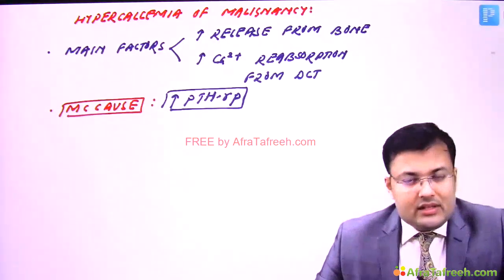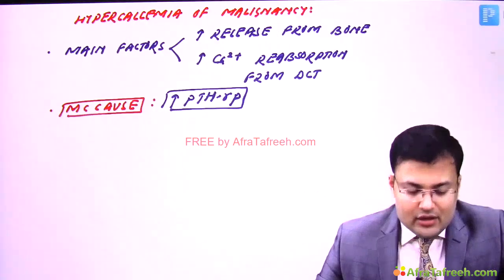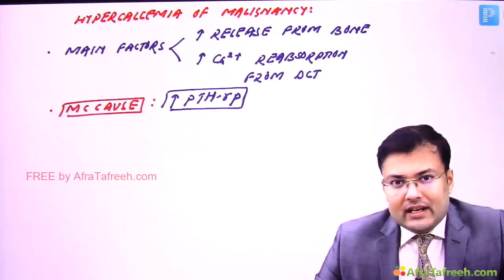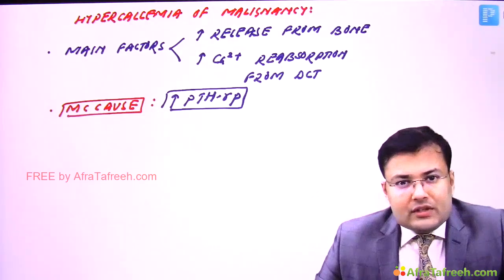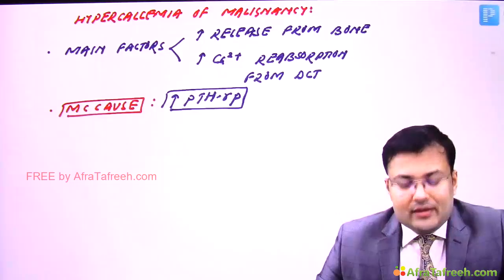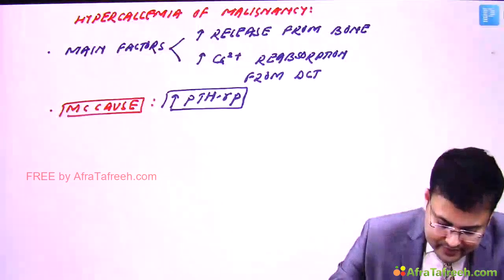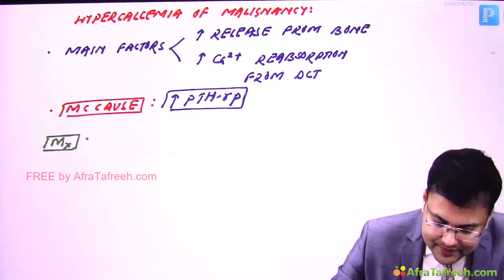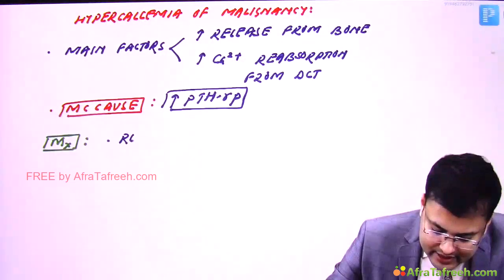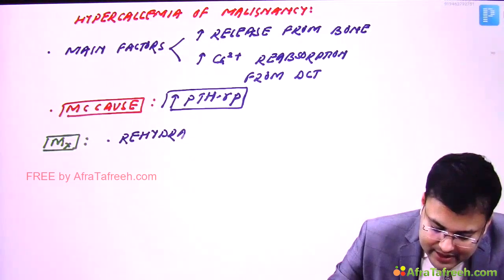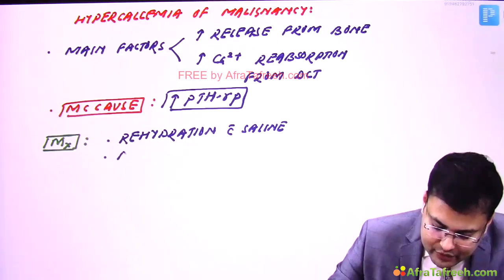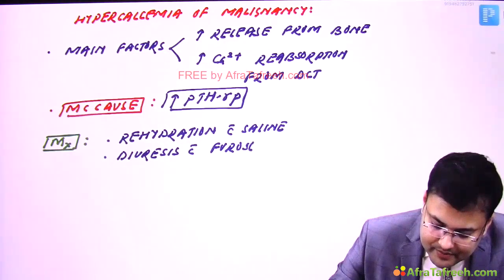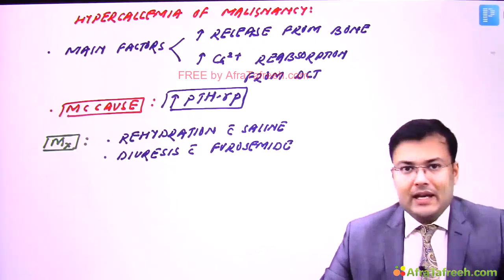Now how do we manage? This is an emergency, an oncological emergency. So here we have to rehydrate the patient with saline. First we rehydrate the patient with saline, and after that we go for forced diuresis with furosemide. So the management of hypercalcemia of malignancy: we go for rehydration with saline. This is the emergency management, and forced diuresis with furosemide. Clear? This is the emergency management.